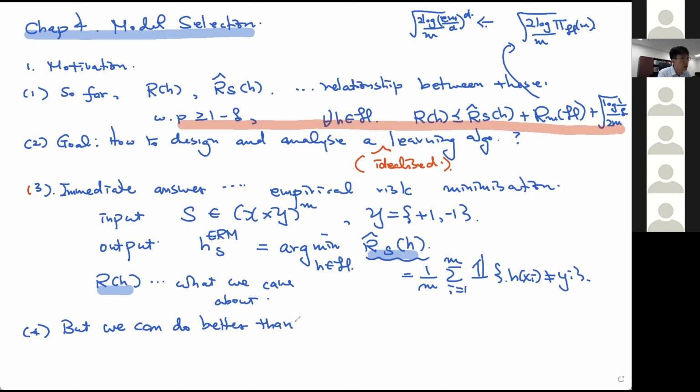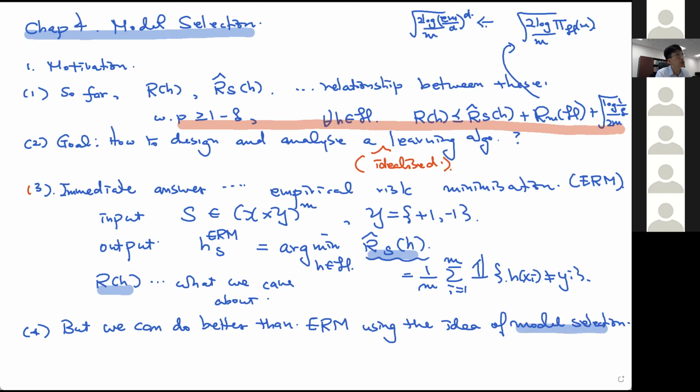Again, this empirical risk minimization is called, I'm going to write, ERM. So we can do better than ERM using the idea of model selection, which is going to be the key topic that we're going to study in this chapter.